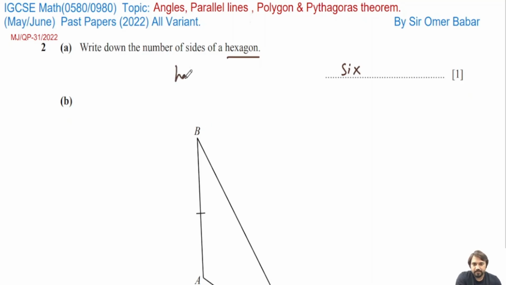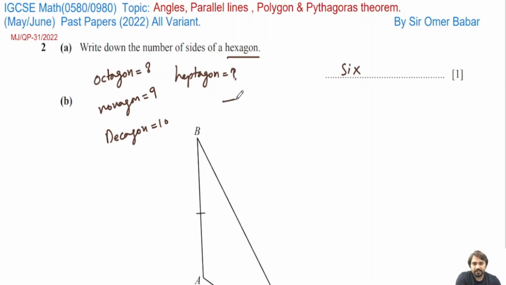What about heptagon? Octagon, nonagon, and decagon. Decagon means a 10-sided figure, nonagon means 9-sided, octagon means 8-sided. What about heptagon? Tell me in the comment.